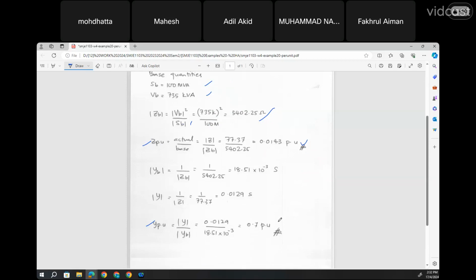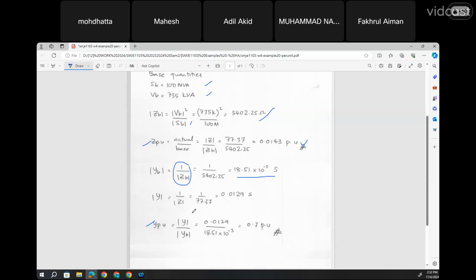And for the admittance, actually it's the reciprocal of our impedance value. And if we consider finding base admittance, we must use the base information of our impedance, and 1 over that, we will get our base value of admittance.